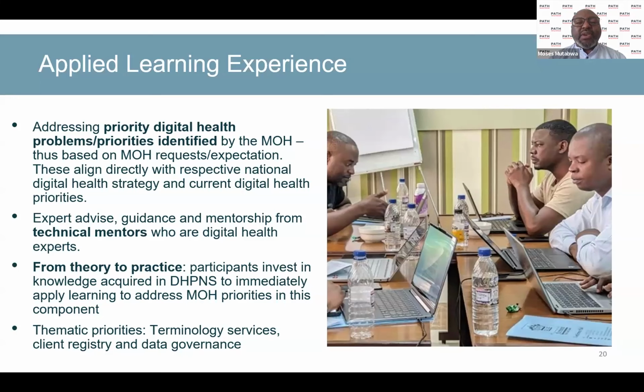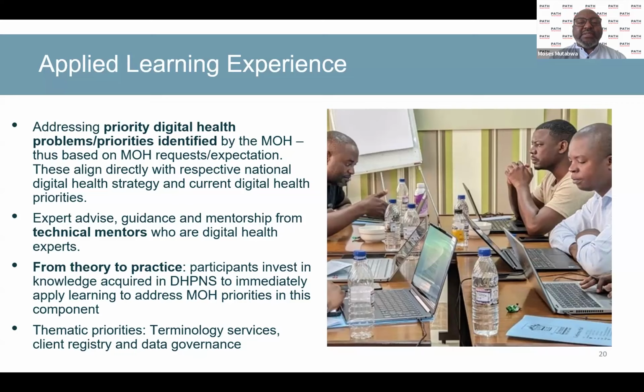The other one we are working with has done a lot of work also in client registry. And you know, Zambia recently enacted the Data Protection Act. So there also we've engaged a legal mind who was very pivotal to the development of the same act to come and help as a technical mentor as we look at these different thematic areas.